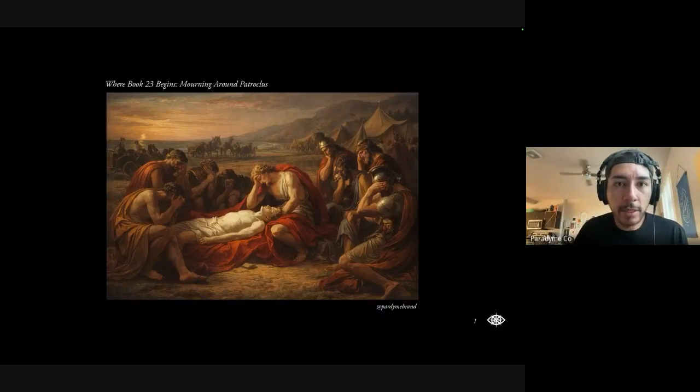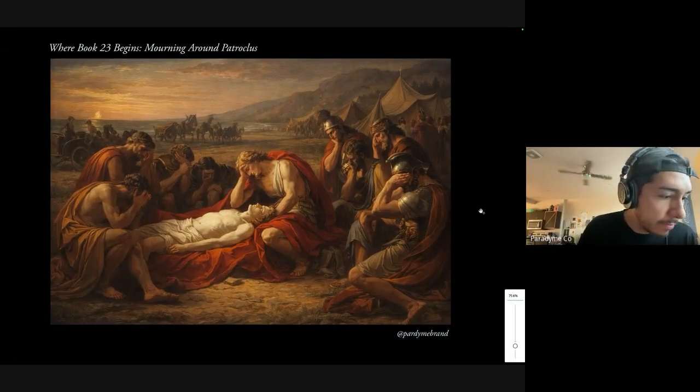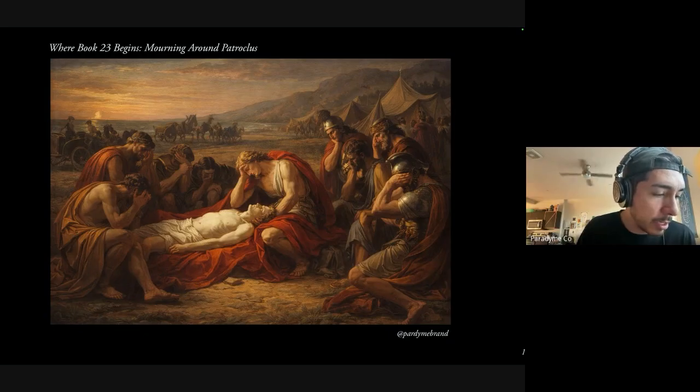So where book 23 begins, mourning around Patroclus. The Achaeans return from battle, but instead of rest, they are pulled into mourning for Patroclus. Achilles refuses food and comfort, consumed entirely by grief. He orders the Myrmidons to honor Patroclus, circling his body in full armor as final tribute. The army gathers around the fallen companion, and sorrow spreads through the ranks.